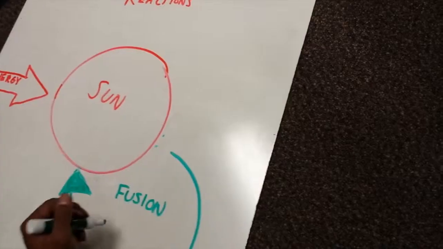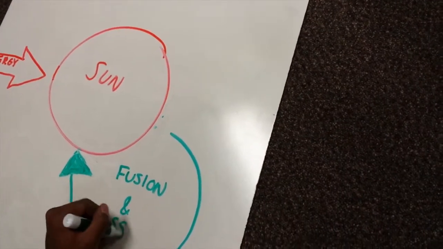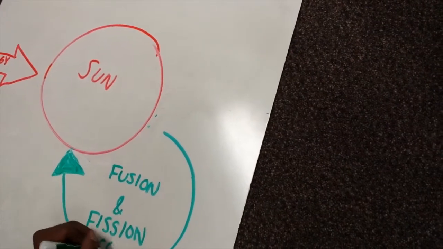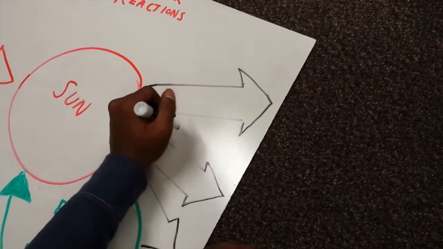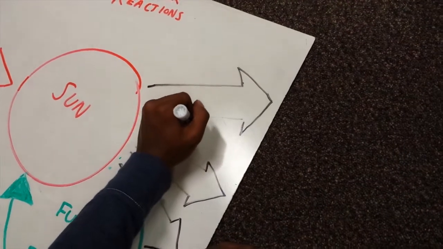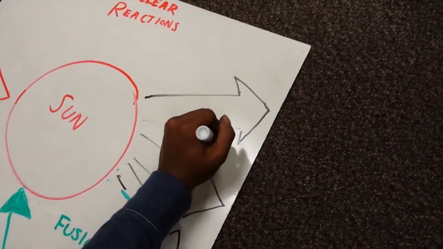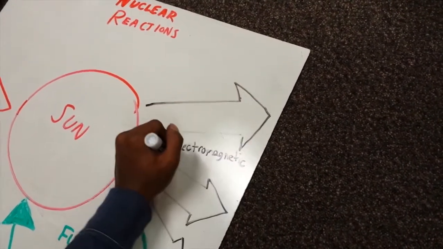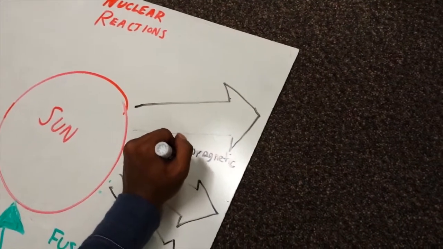As seen in this diagram, atoms go to the sun, fusion and fission occur to make that energy usable, and voila, it is radiated to the rest of space in the form of electromagnetic radiation.